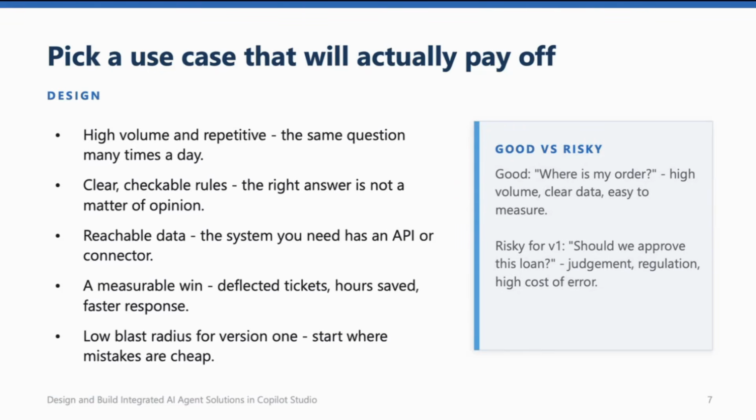Should we approve this loan is a bad first agent. It needs judgment. It is regulated. And a wrong answer is expensive. Correct? So start where mistakes are cheap, prove the value, and then move up the risk ladder. You need to decide whether there is a requirement of creating an agent or not.